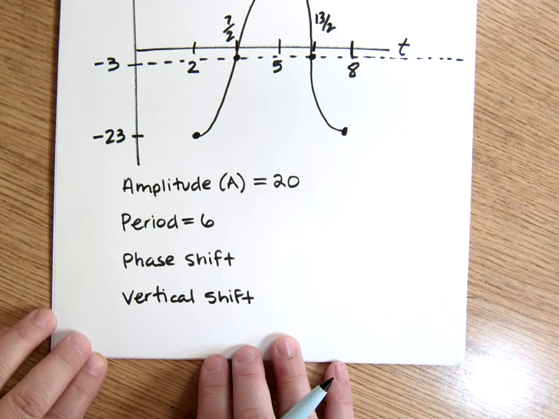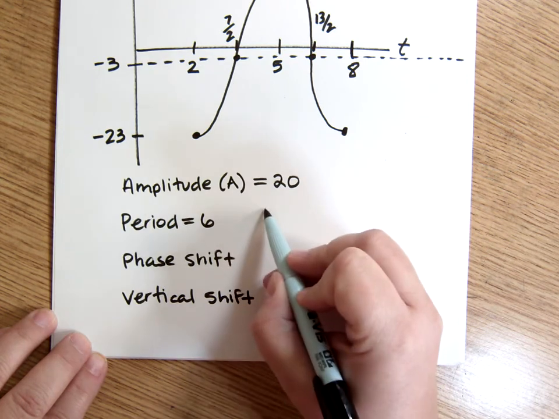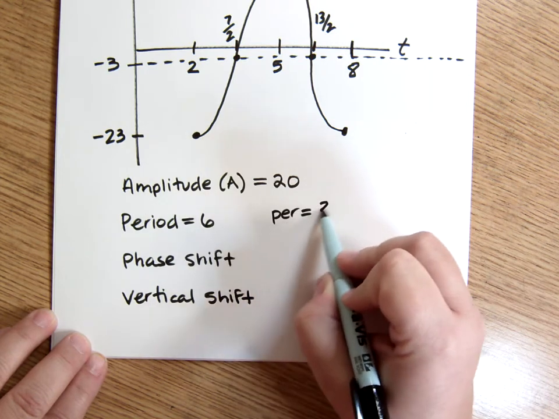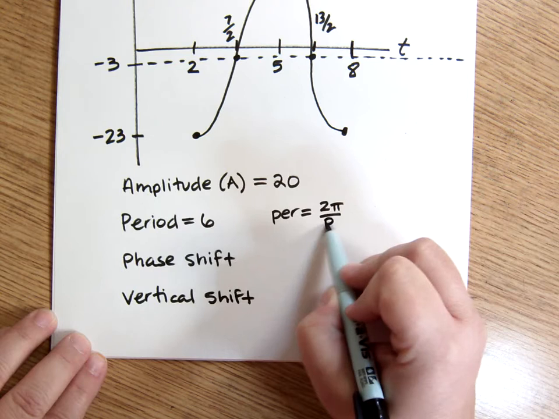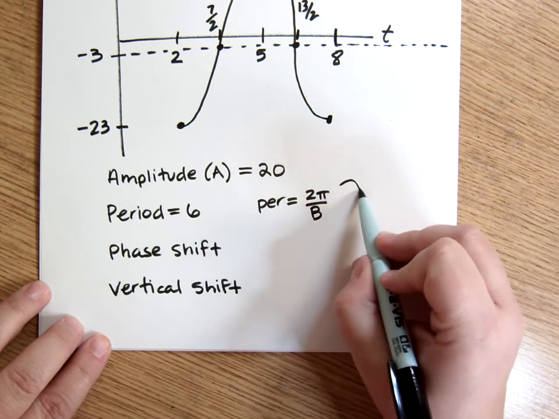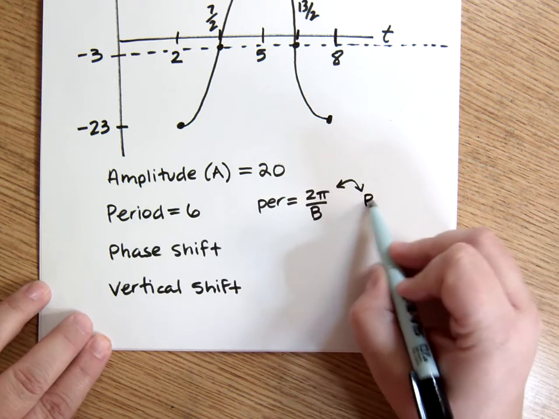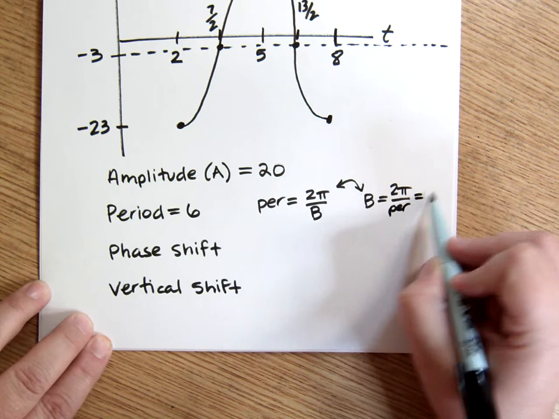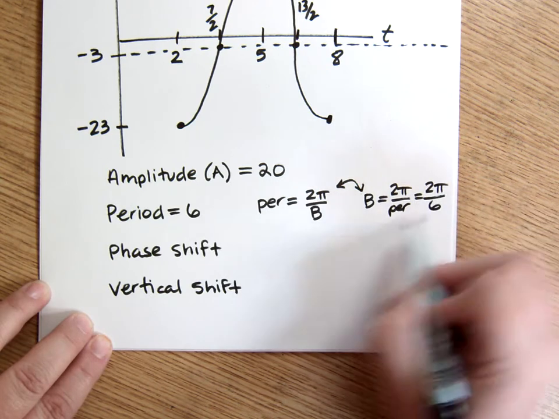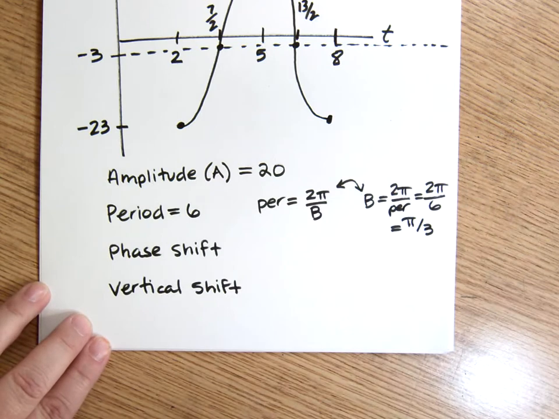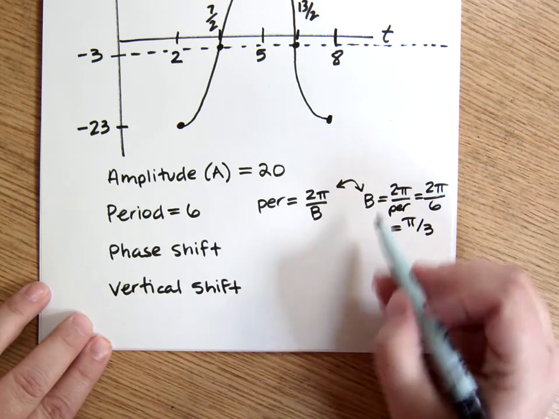Sinusoidal functions, the parent function has a period of 2 pi. So that's what we always use. We say the period equals 2 pi divided by b. Or if you want to change that around to use it in this case specifically, b equals 2 pi divided by the period. So 2 pi divided by 6 is pi over 3. So b is going to be pi over 3.